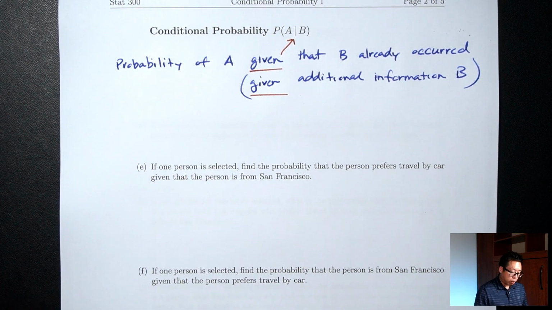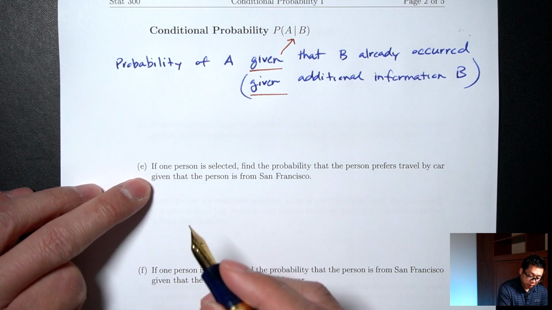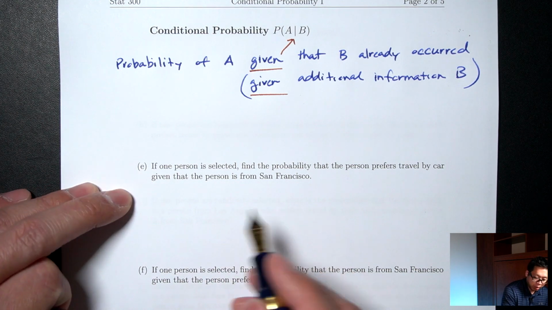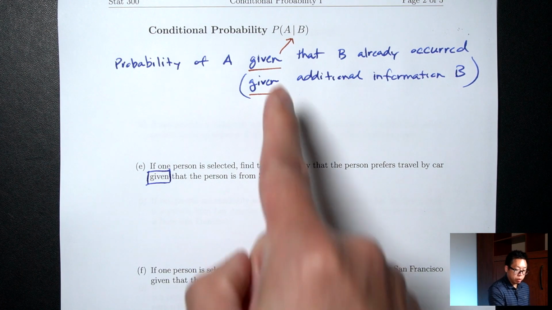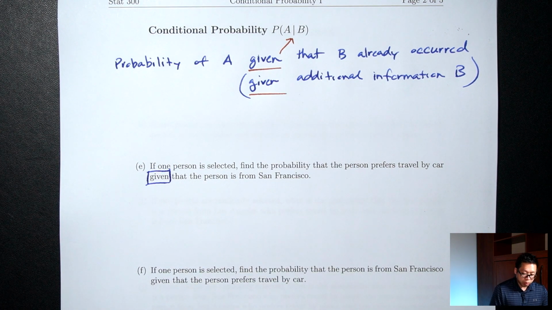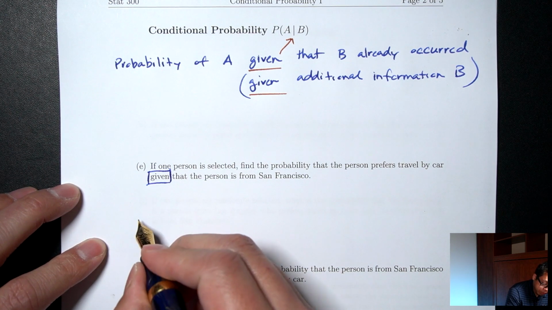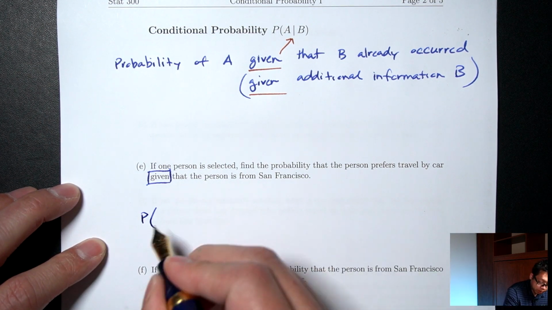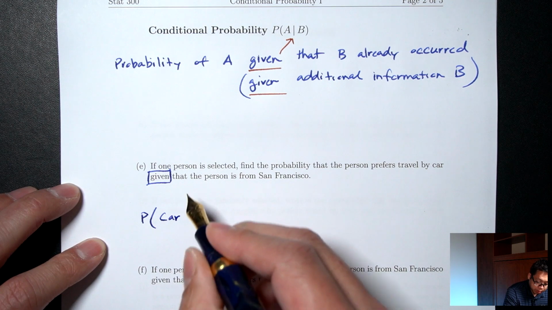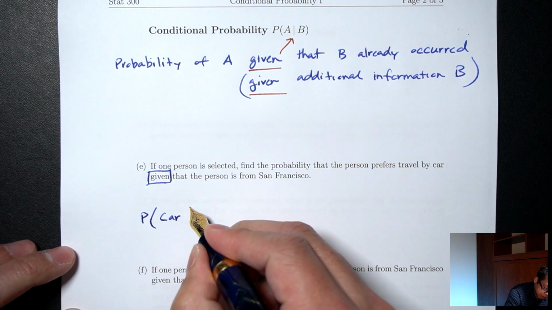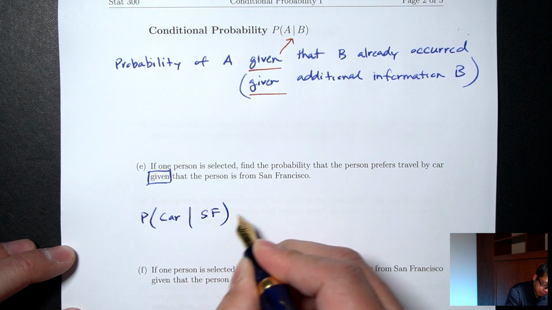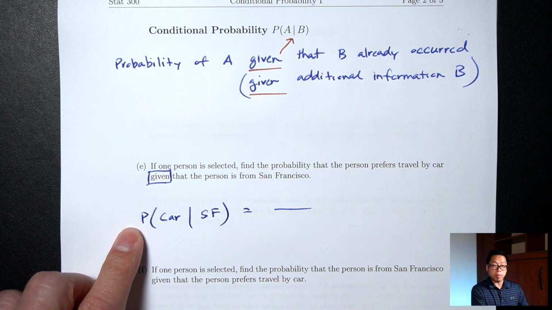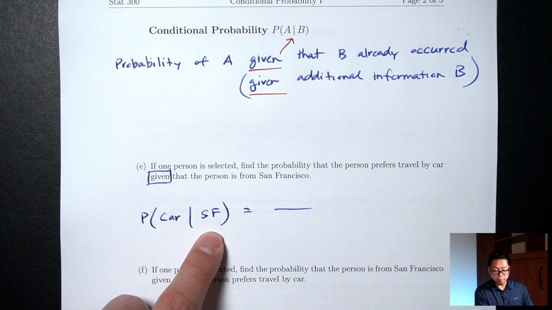Part E. If one person is selected, find a probability that the person prefers travel by car, given that the person is from San Francisco. So the keyword I see here is given, which means I'm looking for a conditional probability. So in symbols, what I'm looking for here is probability of car, given, so the symbol for given is a vertical line, San Francisco. I'm looking for a probability of car given San Francisco.